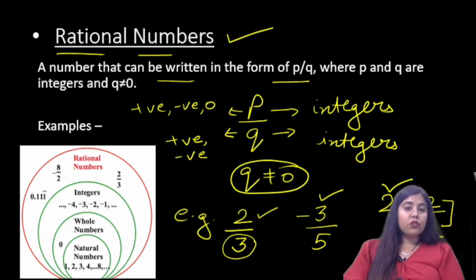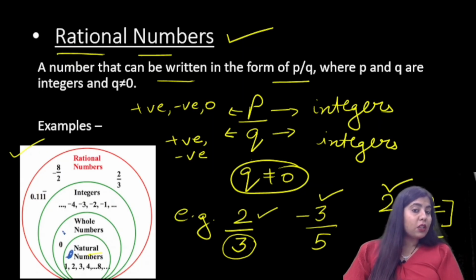Now see this picture. In this picture, we are starting with natural numbers. First of all, we have the natural numbers. After that, the numbers which include 0 with natural numbers are the whole numbers. The whole numbers are included in integers. Natural numbers and whole numbers both are included in integers. And the numbers which include integers are the rational numbers.